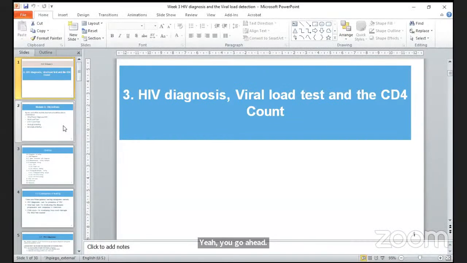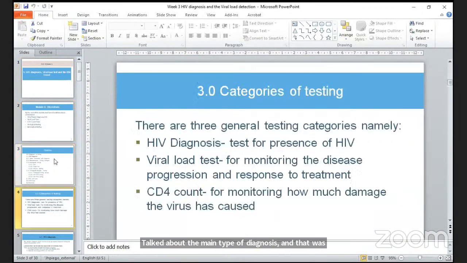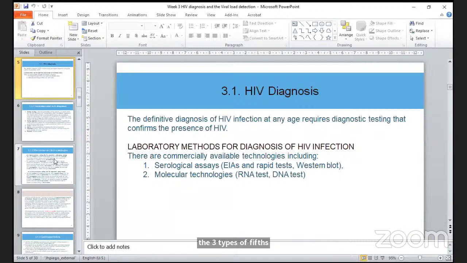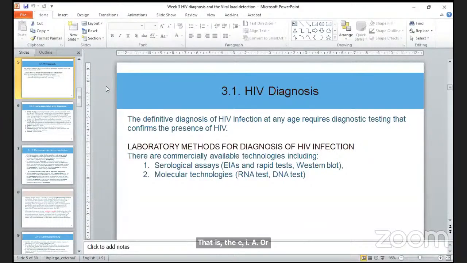Now, last week we talked about 3 different types of diagnosis. We talked about the main type of diagnosis, and that was the 3 types of tests. So we had serological tests, and we had 3 of them: the EIA, or enzyme immunosorbent assays, the rapid tests, and the Western blot.